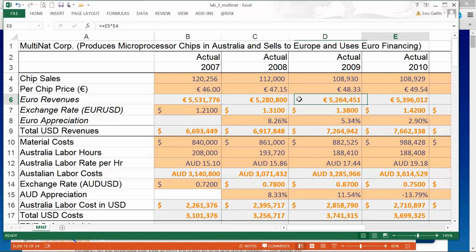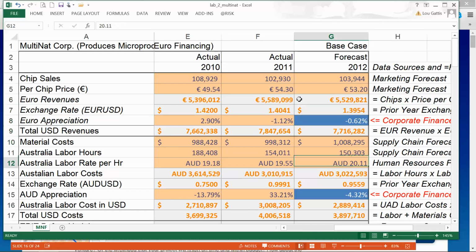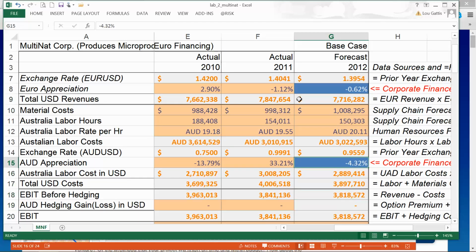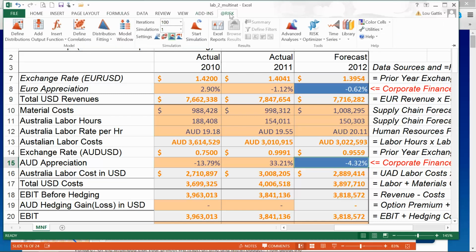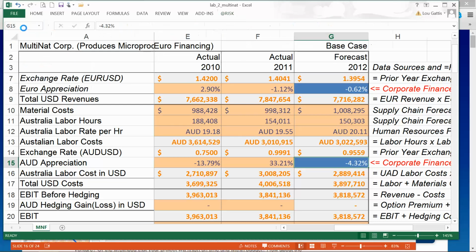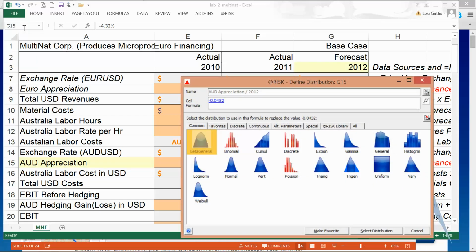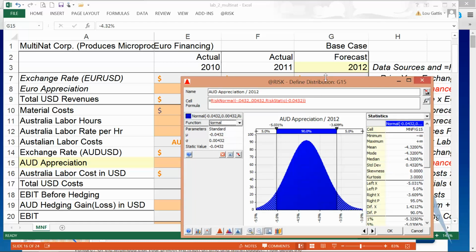If we look at our model here, our parameter for our simulation is going to be the appreciation of the Australian dollar. So if you click on this cell, G15, then go to @RISK, and then click on define distribution. And then this gives you a number of distributions to pick. Right now we're going to stick with normal distribution and say that changes in the exchange rate are normally distributed. So I can double click on that or click on apply.